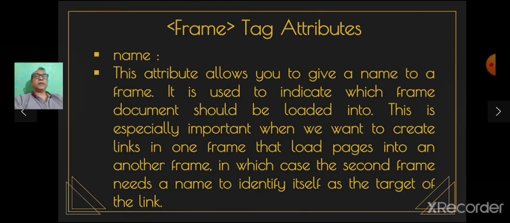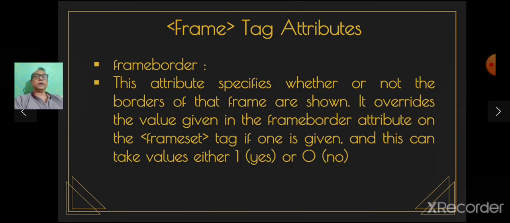The second attribute is name. This attribute allows you to give a name to a frame. It is used to indicate which frame a document should be loaded into. This is especially important when we want to create links in one frame that load pages into another frame, in which case the second frame needs a name to identify itself as the target of the link. Now the frameborder. The attribute specifies whether or not the borders of that frame are shown. It overrides the value given in the frameborder attribute on the frameset tag if 1 is given, and this can take values either 1 or 0.